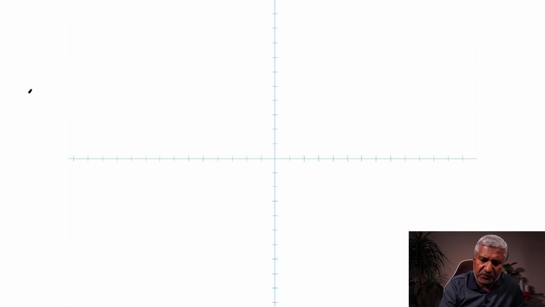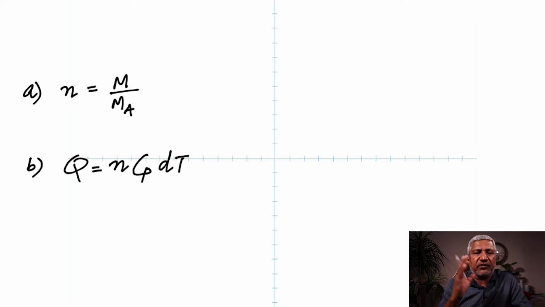We know the first part. First part, we've done it so many times, like 10 times. The number of moles is the total mass divided by the molecular mass. Have you done that? Does anybody recognize the second equation? We talked about it yesterday.